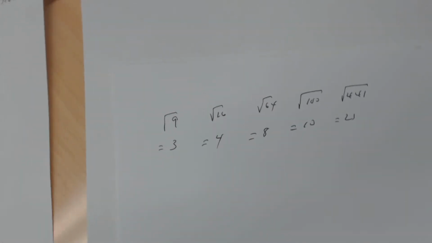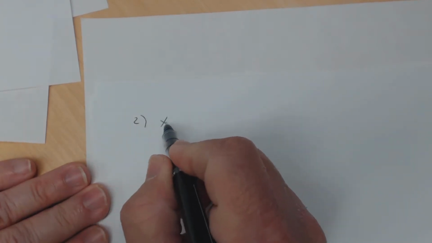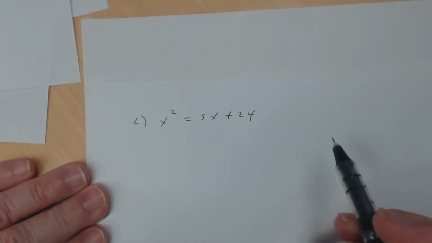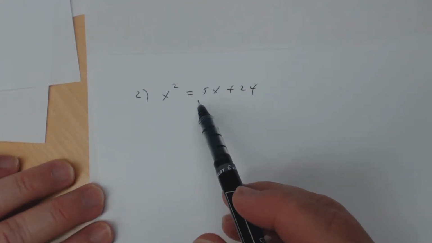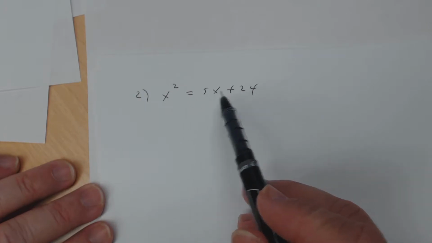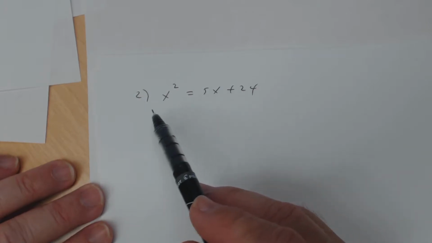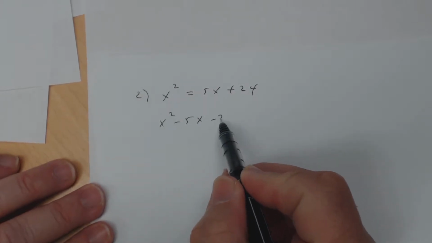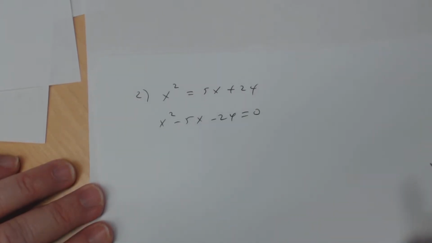All right, let's look at another example. Suppose we had, this would be number 2, x squared equals 5x plus 24. So we have this quadratic equation. Remember, the first thing you've got to do is put this in standard form. So let's bring every term to the left side. When you do that, I get x squared minus 5x minus 24 equals 0.